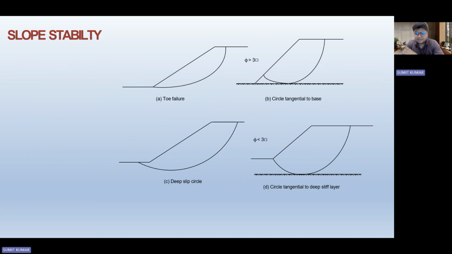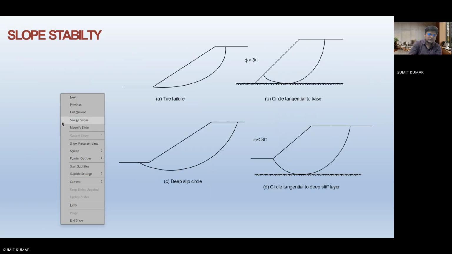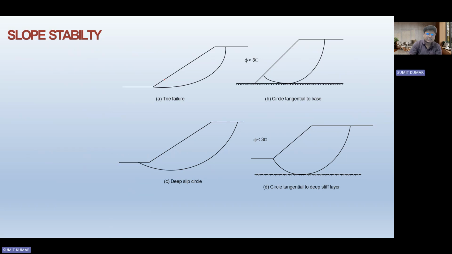Earlier we discussed the toe failure, the face failure, and the base failure or the deep circle, whatever we say. So let's see them one by one. The first one has been presented as a toe failure, in which, if you could see over here, the failure takes place from the toe. That's why it is said to be toe failure.